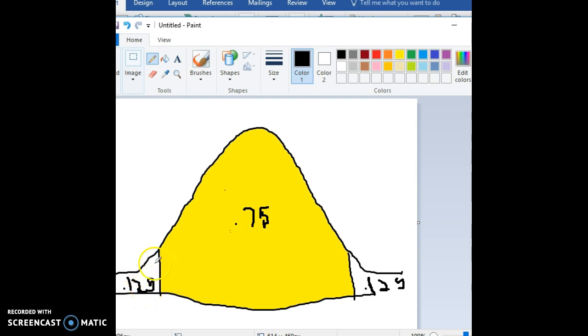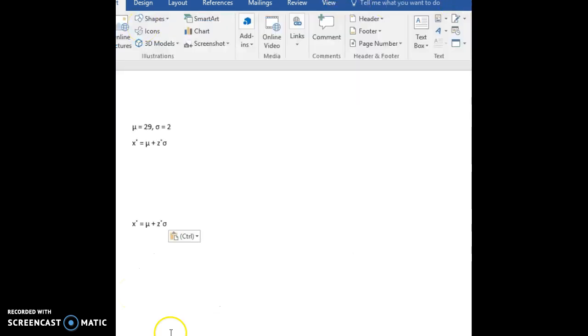So we want to look up in the body of our table 0.125 and see what the corresponding value for Z star will be right here. Now this one's going to be a negative Z star because of where it lies over here on the left. And this one is simply going to be the positive of what we get for this answer over here. So let's go ahead and look up 0.125 in the body of our table.